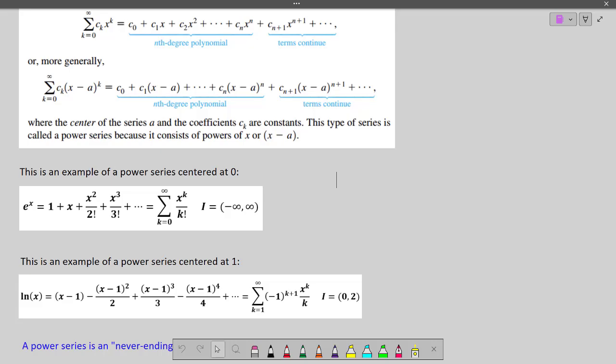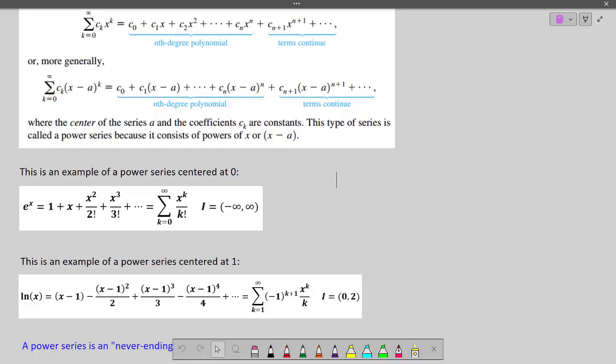So we've got this infinite polynomial. This one is centered at the origin. This more generalized power series is centered at a. So we always think of a power series as having a center. Think of the center as something on, think about the x-axis.